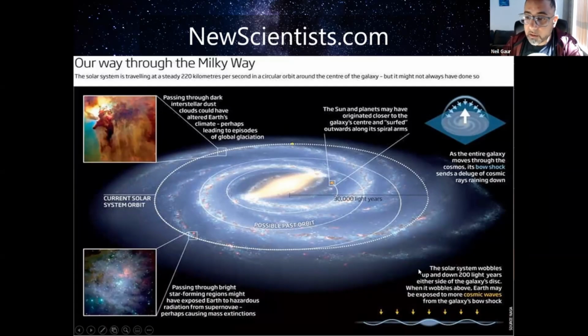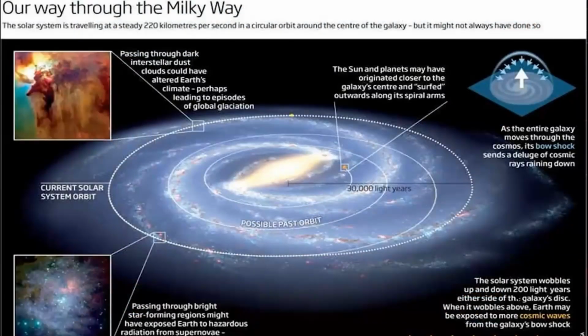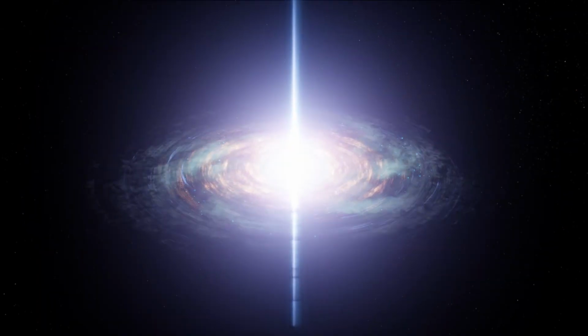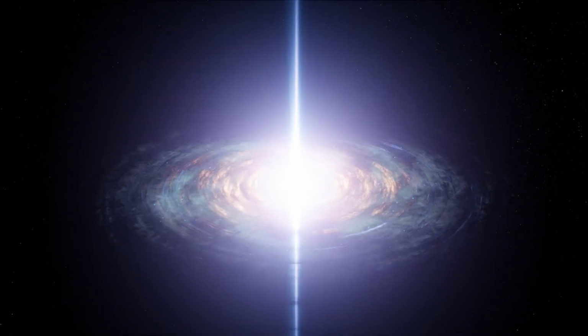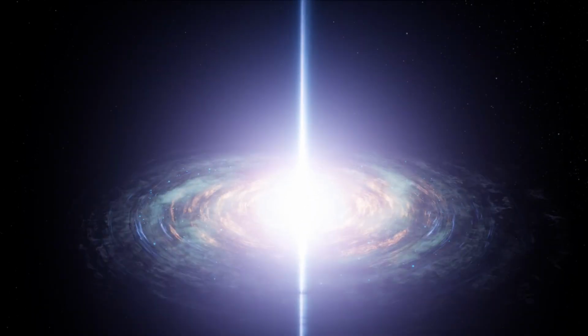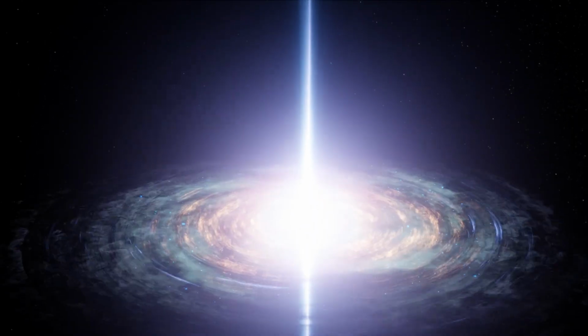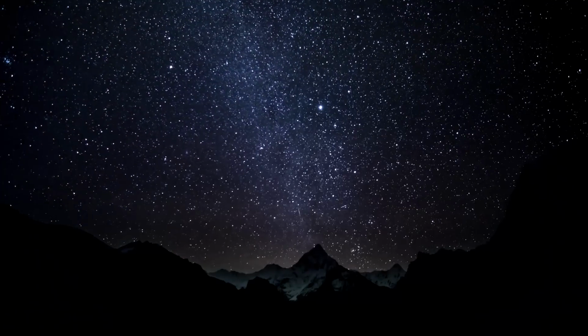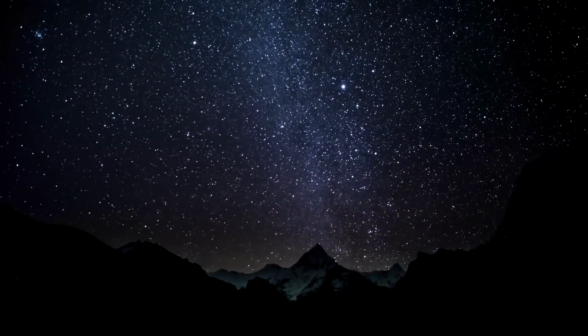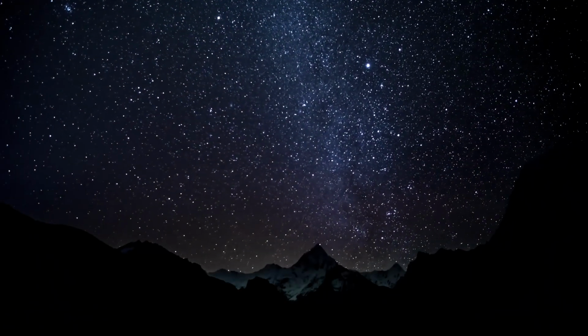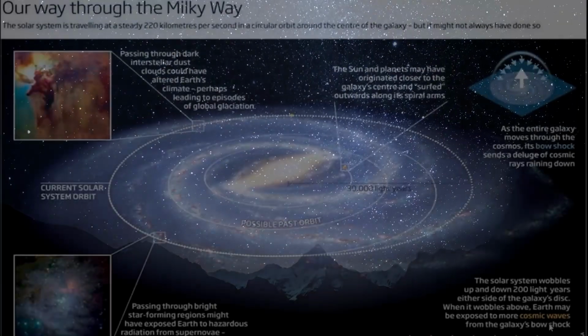And if you can read this in the bottom right here, I'm going to read this part. The solar system wobbles up and down 200 light years either side of the galaxy's disk. Okay, this is mainstream conventional science here. I think this is from science.org. When it wobbles above, Earth may be exposed to more cosmic waves from the galaxy's bow shock.